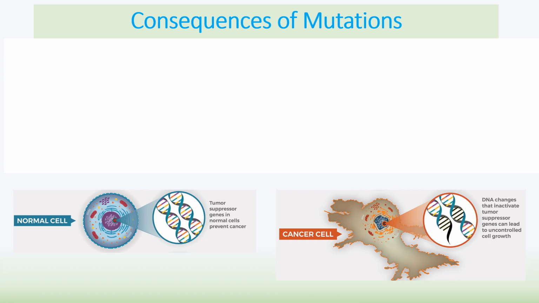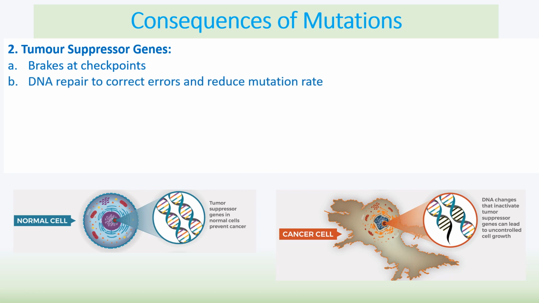So consequences of mutations then. There is the first one we said, proto-oncogenes. Second one is tumor suppressor genes, and basically tumor suppressor genes apply the brakes at checkpoints. So if you go from S phase to G2 phase and there's a problem, they could stop the cycle there. They repair the DNA, correcting errors and reducing the mutation rate. And they have a role in apoptosis for DNA that is damaged and can't be repaired.